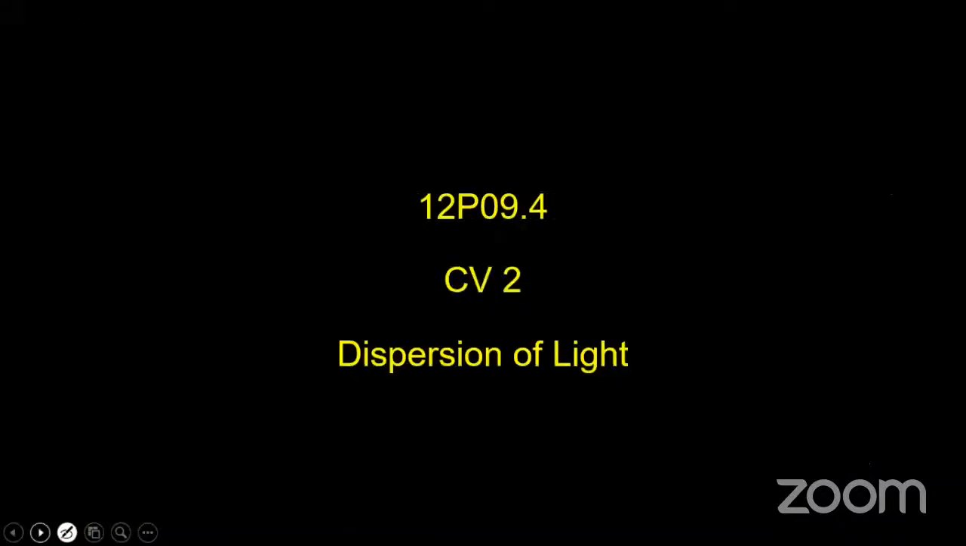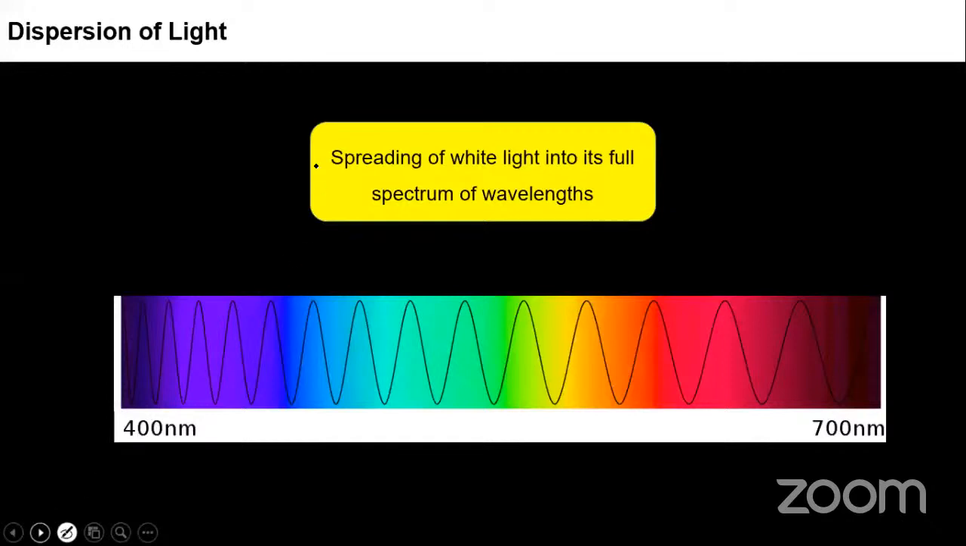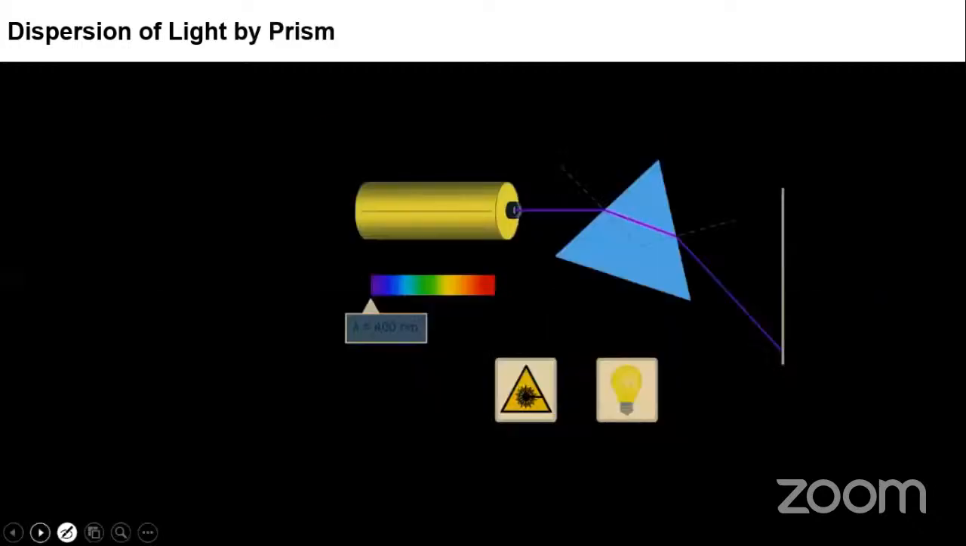Okay, now let us start the dispersion. So many students have joined, very good. I already told you about dispersion in the prism topic. Dispersion is the spreading of white sunlight, if you keep a prism in front of it, into its full spectrum of wavelengths. You know this thing. We have seen this. Let us talk about the mathematics of the dispersion.